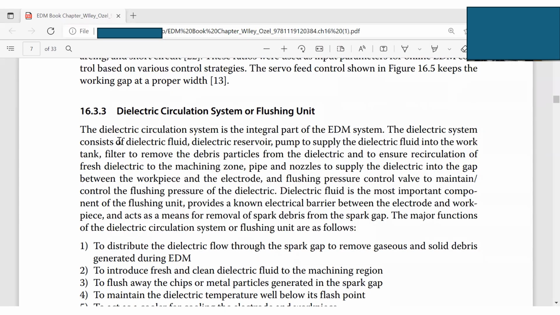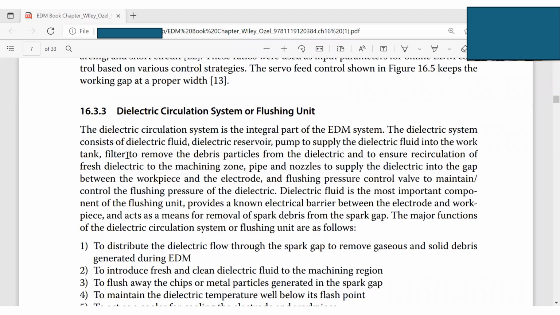The dielectric system consists of a dielectric fluid. You need to put the fluid in the container and also in the pump, and the dielectric reservoir, okay? You must have the reservoir to contain the fluid, the pump to supply the dielectric fluid into the work tank, and a filter to remove the debris particles from the dielectric and to ensure the circulation of fresh dielectric to the machining zone. So the filter is very, very important.